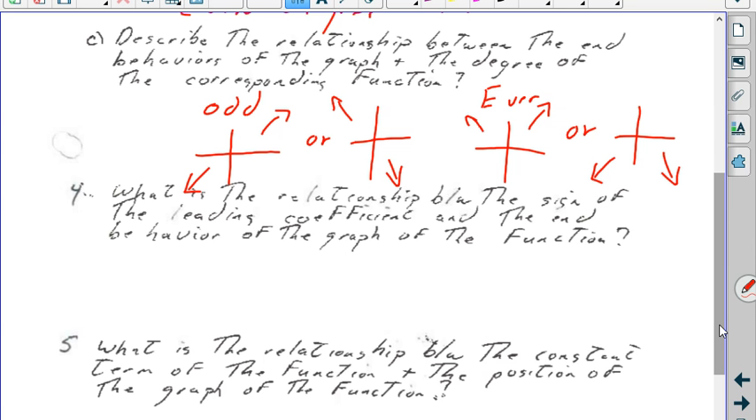What's the sign? If it's positive, that's one way. Positive odd starts down here, ends up here. Negative odd starts up here, ends down here. Positive even, positive odd. So basically, just with these guys, this is positive leading coefficient, this is negative. Positive and negative.